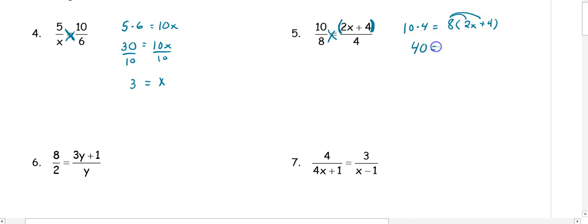So we get 40 equals 16x plus 32. We can subtract 32 from both sides, and we get 8 equals 16x. When we divide by 16 on both sides, we get x is 1/2, which as a decimal is 0.5.